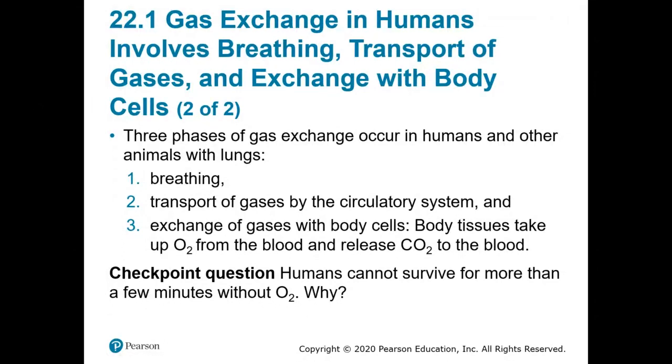So why can't humans survive for more than a few minutes without oxygen? It's basically part of our metabolic pathway. We have to have it in order to carry out the combustion of glucose and get the energy from it. So without oxygen, we can't carry out that reaction. So it's required that we have it, and we have to have it in certain concentrations as well.